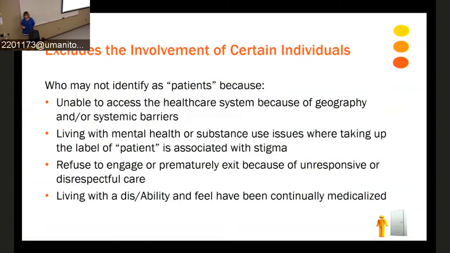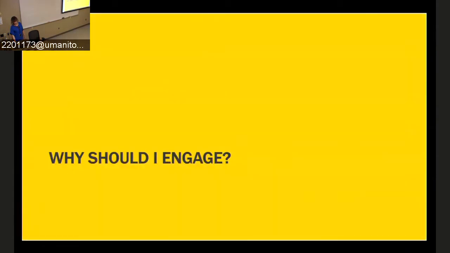So this is again where we always need to be asking ourselves, who experiences things differently? How are we going to make sure that all of these voices are being included? And it's beyond just words like patient, but rather how are we going to include all of these voices, those who may not be able to access?